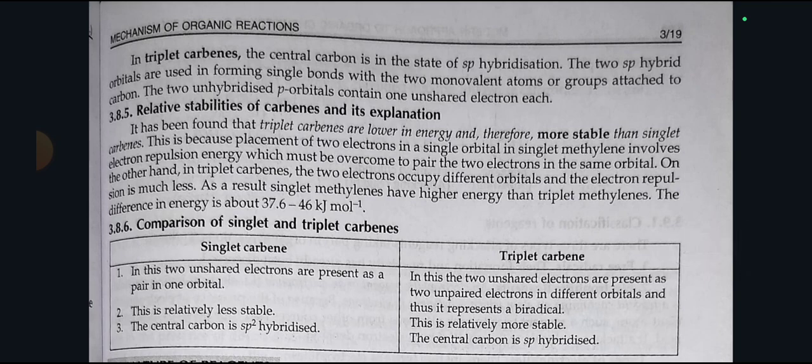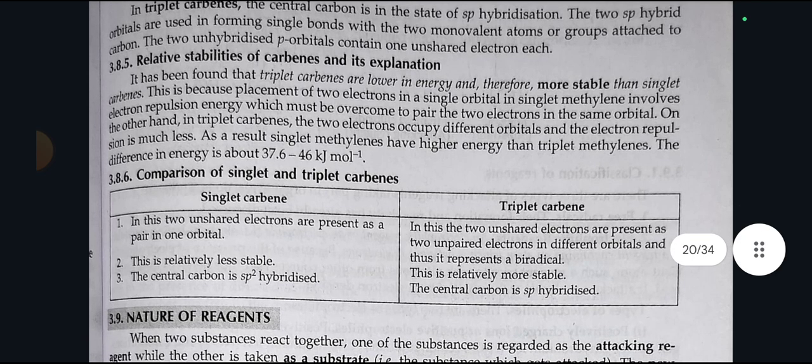In triplet carbenes, the central carbon is in the state of sp hybridization. The two sp hybridized orbitals are used in forming single bonds with the two monovalent atoms or groups attached to the carbon. The two unhybridized p orbitals contain one unshared electron each.